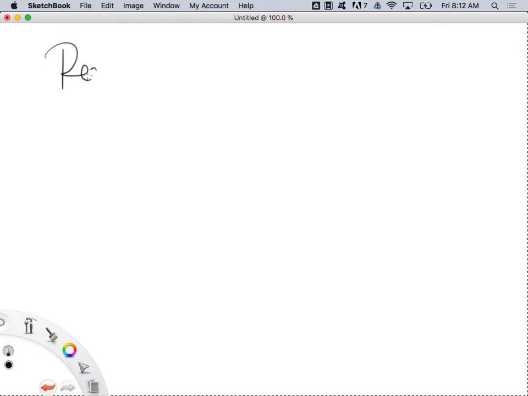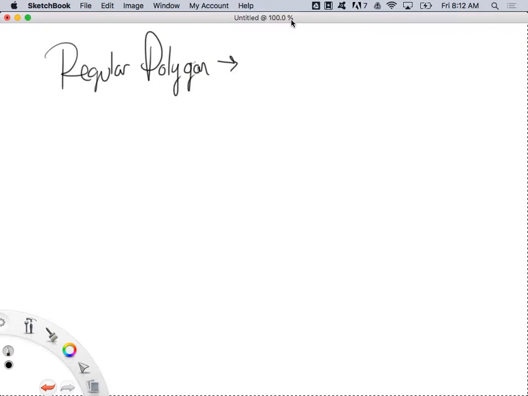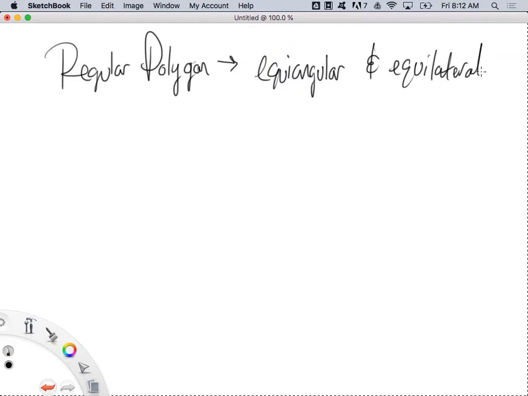A regular polygon. How do I know a polygon is regular? What do I know about it? Polygon is regular. What does it mean about its sides and angles? They're all the same. So what does that mean? All the angles are the same. That means it's equiangular. Equiangular means all the angles are the same. And do you know what the word is that's all the sides are the same? It's equilateral. Good. So a regular polygon is equiangular and equilateral.